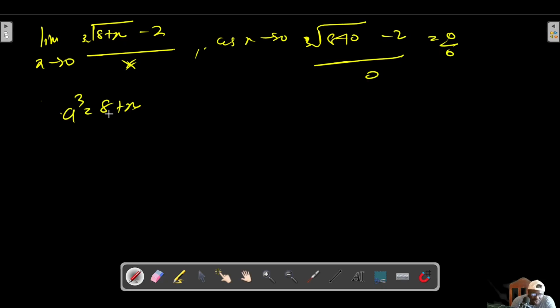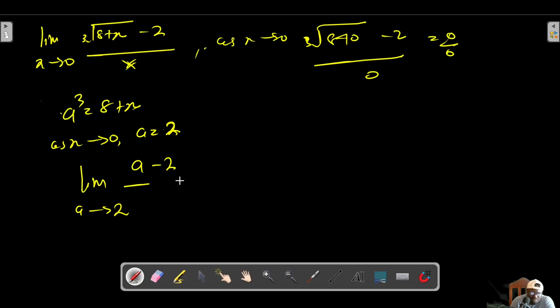So if a cube is equal to 8 plus x, then our limit also changes. As x is approaching 0, our a will be 2, the cube root of 8. So now our new limit becomes limit as a approaches 2 of the expression a minus 2. Because if a cube is put under the radical, we get a. So a minus 2 divided by x. What is x? X is a cube minus 8.